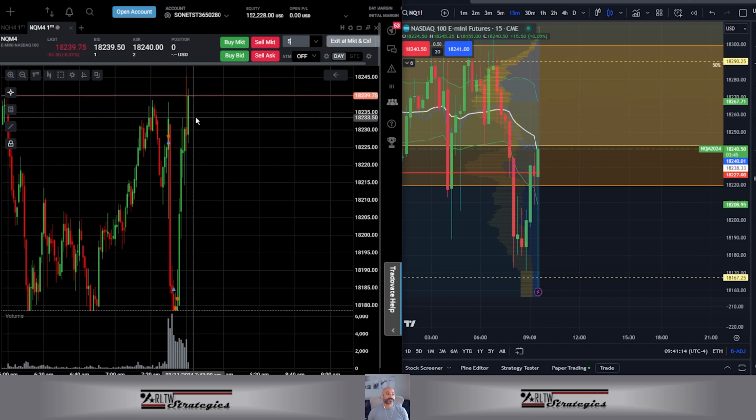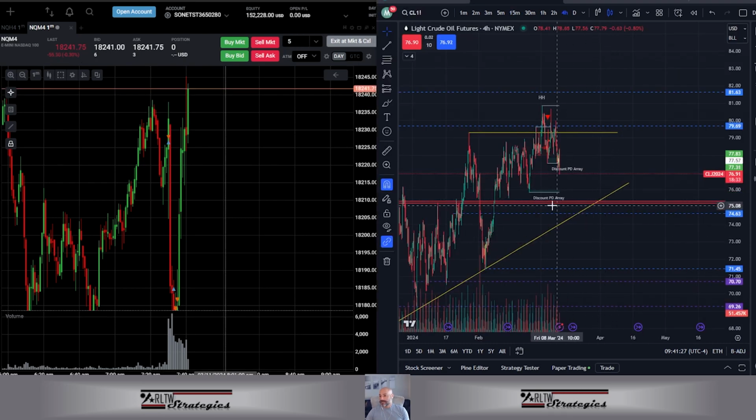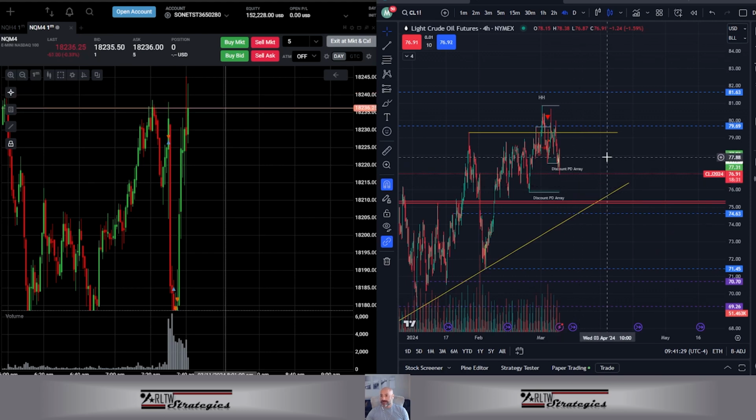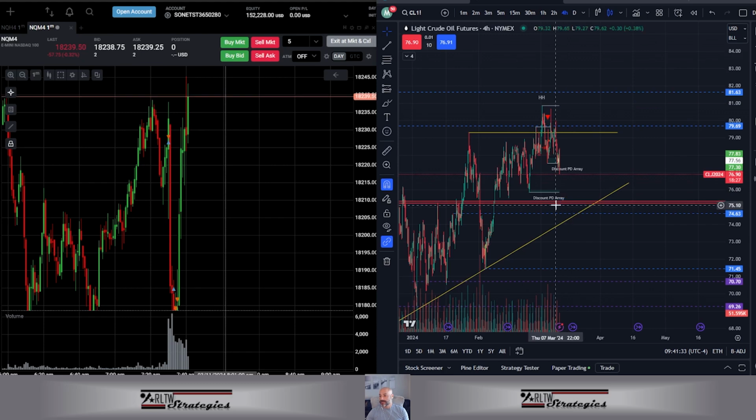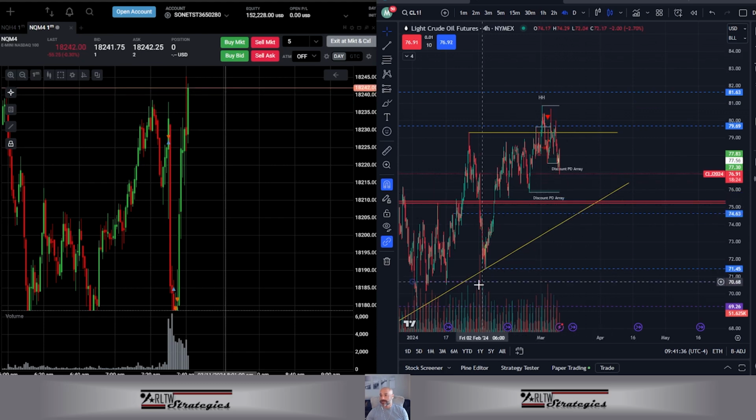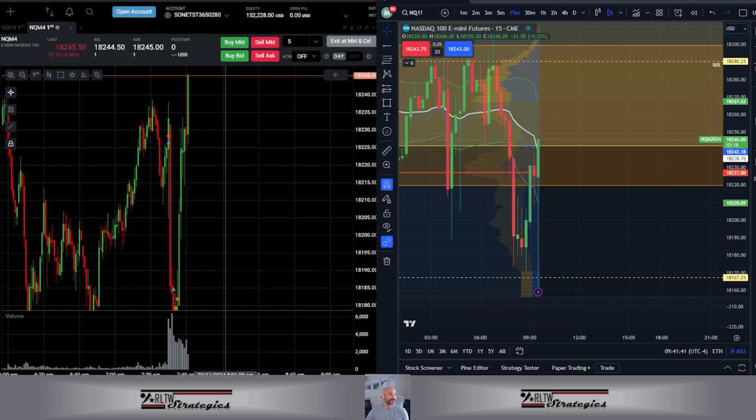ES possibly doesn't have enough strength to go up. I haven't really done much charting changes on oil. I got levels in place, but it seems like price is coming back down. Here's a 4-hour trend. Hasn't broke the 4-hour trend to the downside yet, so I'm just watching oil.